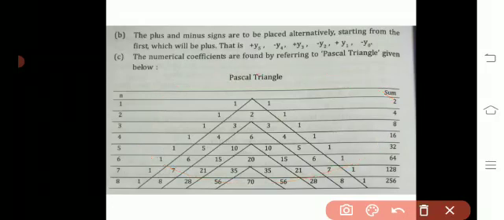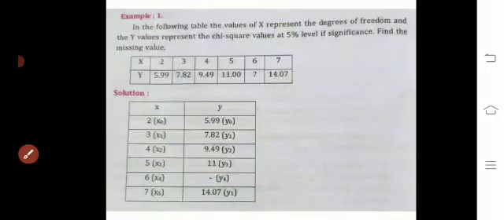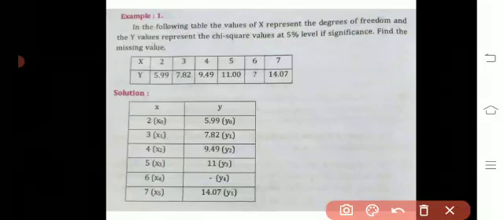In the statistical tables, you will have binomial coefficients. Binomial coefficients is nothing but your Pascal's triangle. By using those binomial coefficients, we can write the binomial equation for any known values of y, that is the dependent variable. Now we will solve one example.